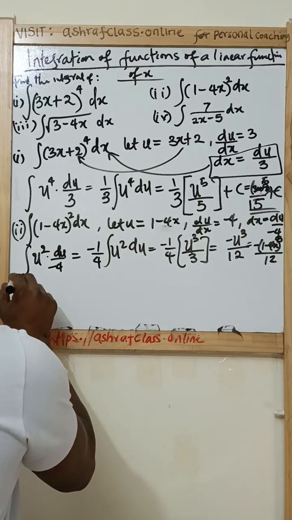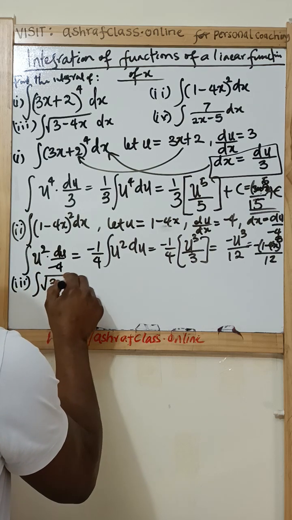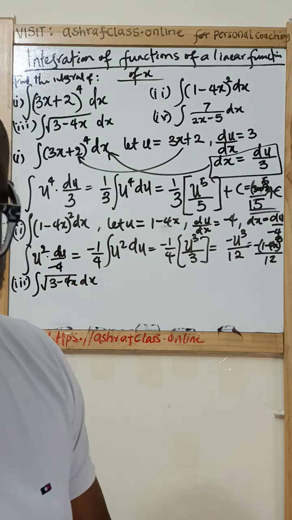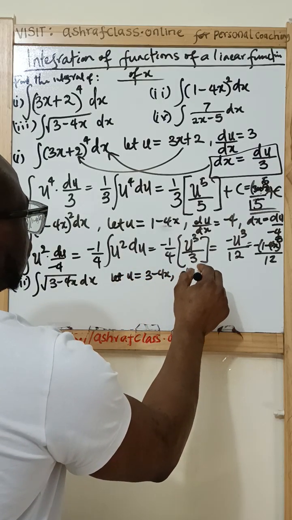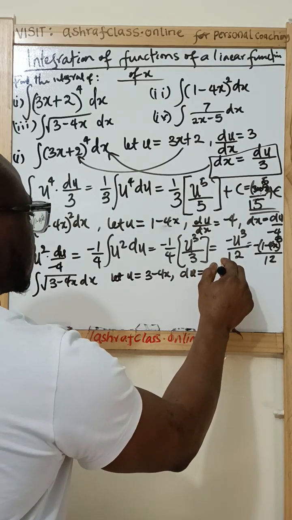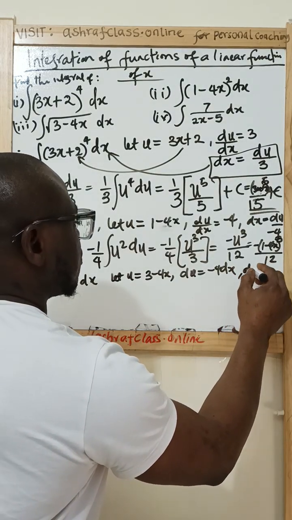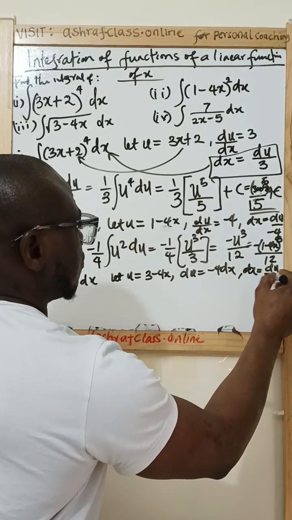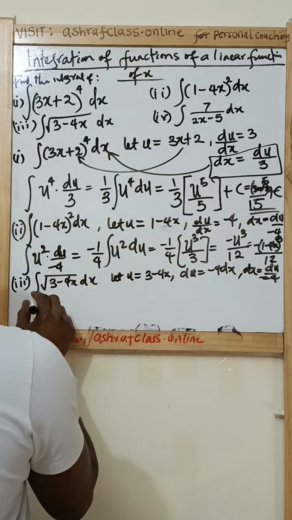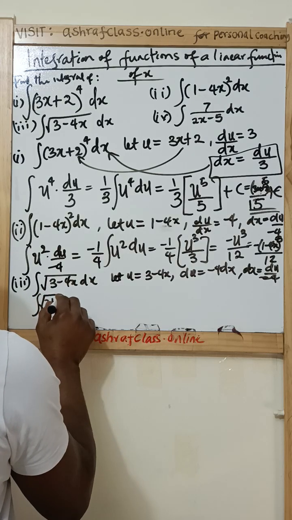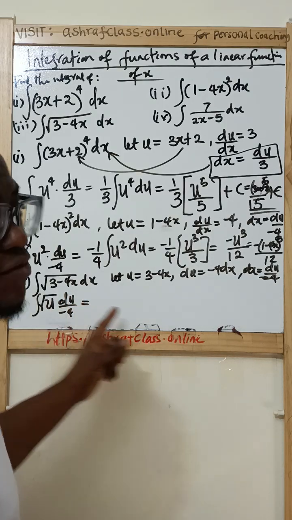Then number 3, that will be this one, the integral of the square root of 3 minus 4x dx. So what do we say? Let u equal 3 minus 4x, so that du will become minus 4 dx, and so that dx will become du over minus 4. So here now, when we put it back, we have the square root of u, and dx is now du all over minus 4.